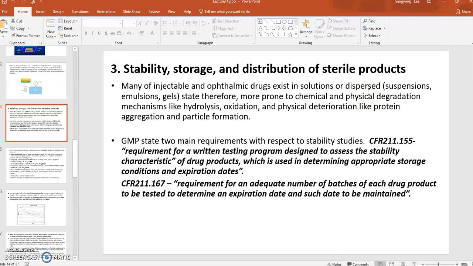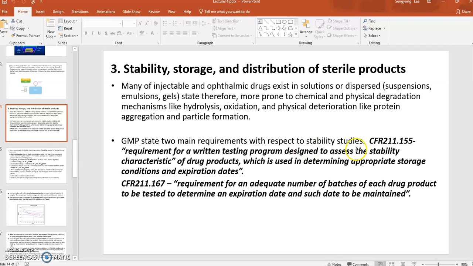We talked about dispersed systems, right? Suspension drugs, emulsion drugs, and gels and things like that. They are more prone to chemical and physical degradation mechanisms like hydrolysis, oxidation, and physical deterioration like protein aggregation and particle formation. So you need to make sure that their integrity, their structure is maintained during the shelf life period.